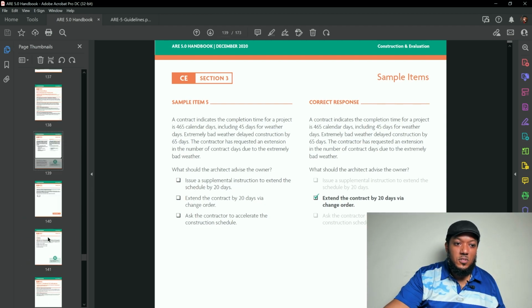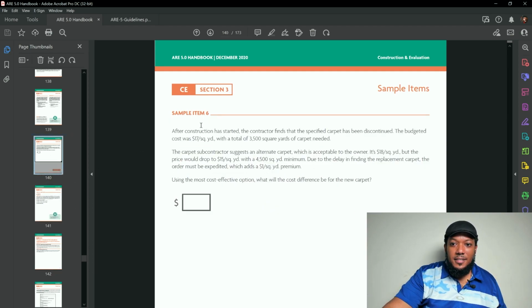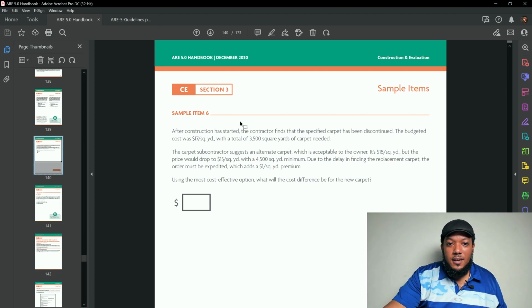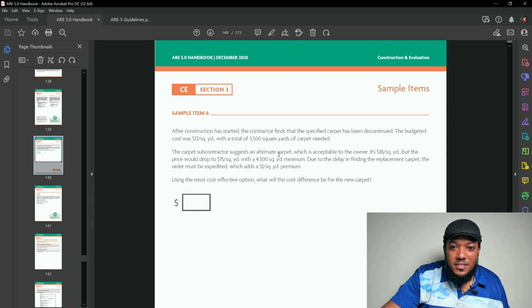And I'm going to go down to this section. I don't know if they include this. This is one of the number questions. It talks about after construction has started, the contractor finds that a specified carpet has been discontinued. The budgeted cost was $17 per square yard, with a total of 3,500 square yards of carpet needed. This question is giving two alternatives, and it's essentially going to tell you the difference.